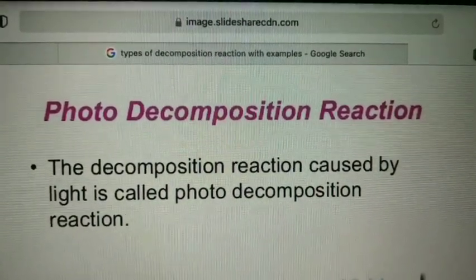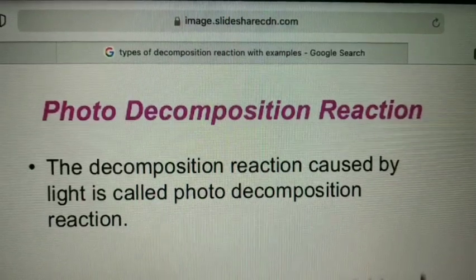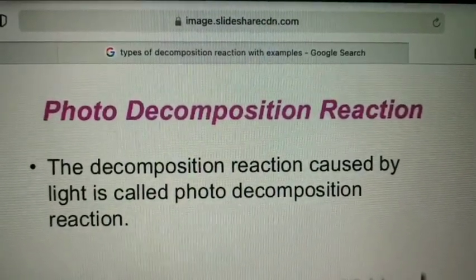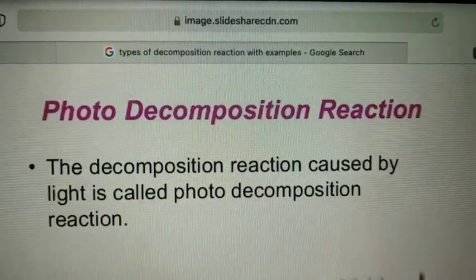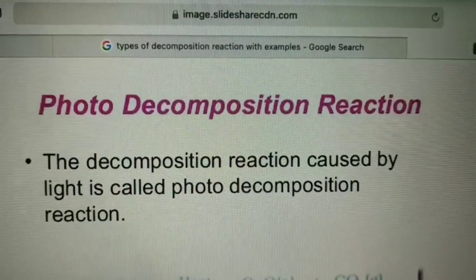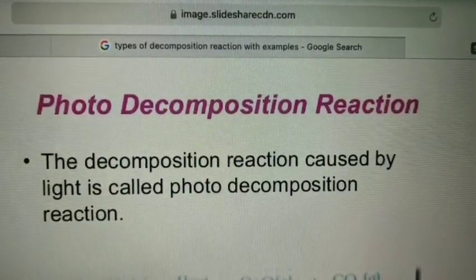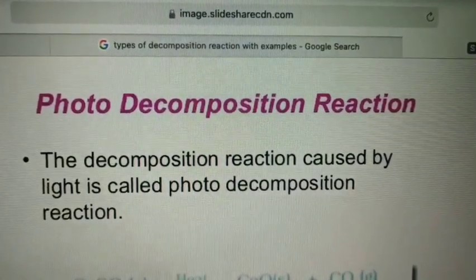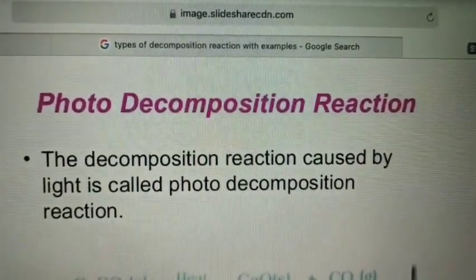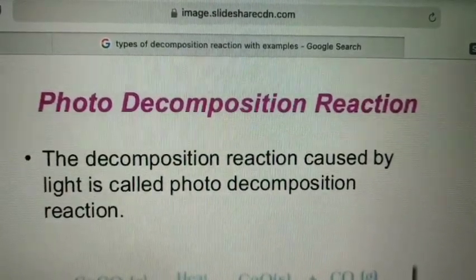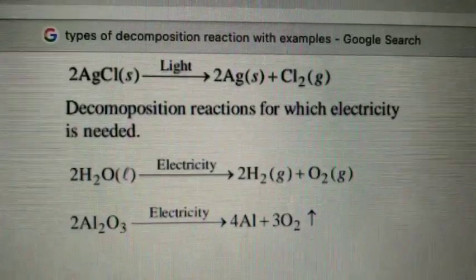Now what is photo decomposition reaction? The decomposition reaction caused by light. Remember, photo means light. So when any reaction decomposes in the presence of light, we call it photo decomposition reaction. One very famous example of this photo decomposition reaction is AgBr or AgCl, like silver bromide. Wait, I'm going to show you those reactions.